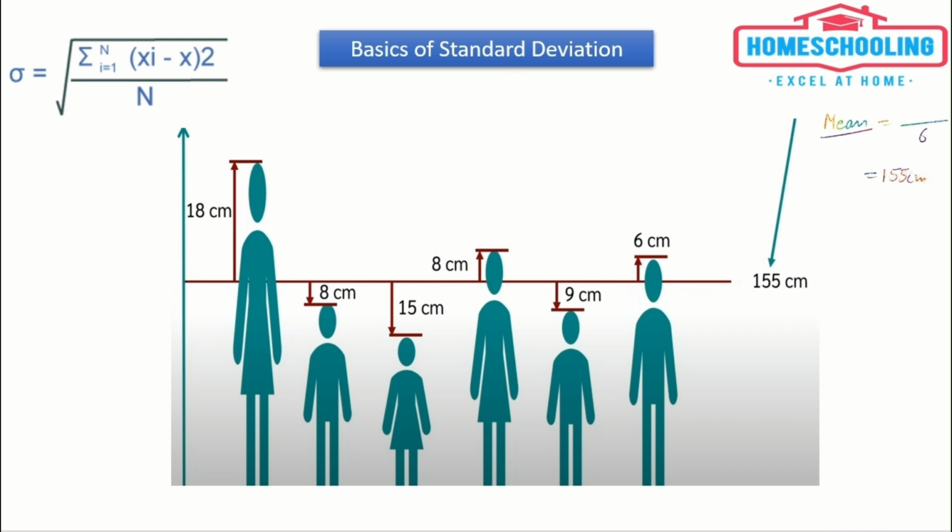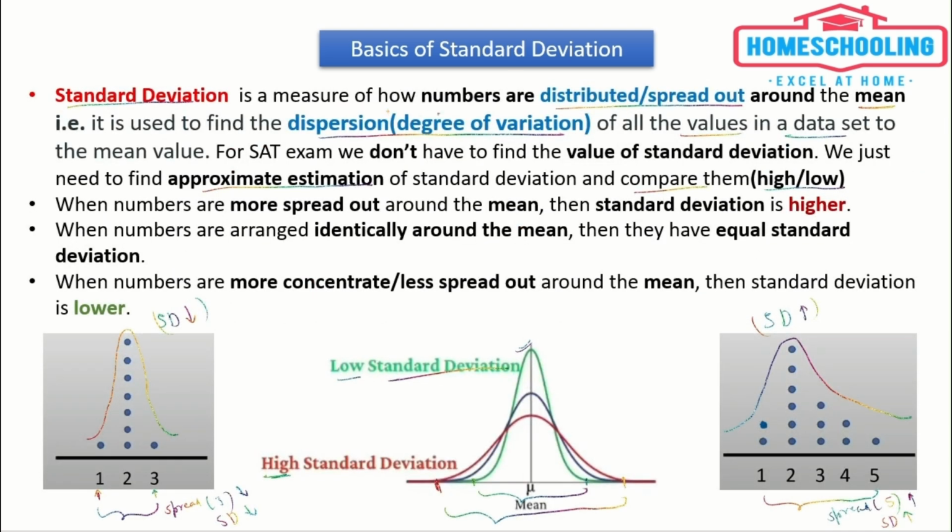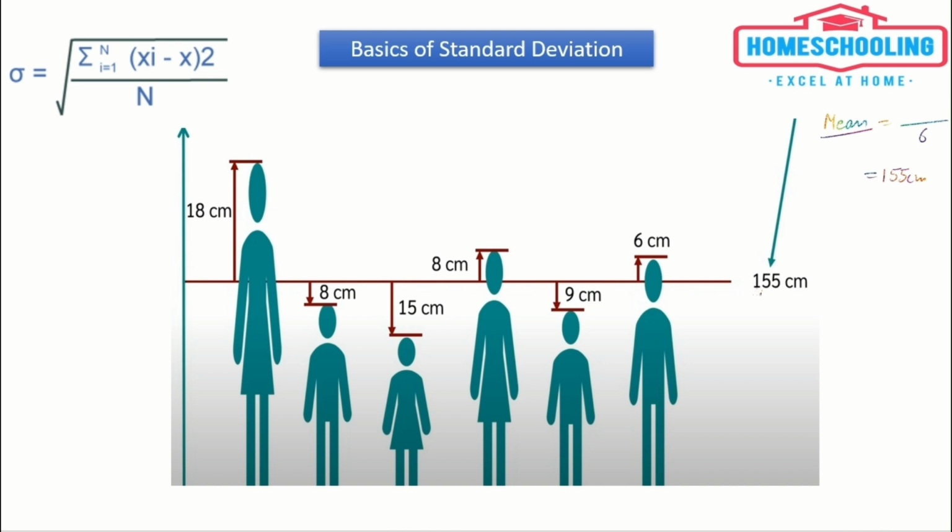So as the definition says, a measure of how numbers are distributed or spread around the mean. We have 155 centimeter as the mean or average. Mean and average is the same thing. And we have to see how the heights of the 6 people are distributed around this mean height, that is 155 centimeter. As we can see, this person is the tallest one, so his height is 18 centimeter more than the mean height. Then this one is 8 centimeter lower than mean height, then 15, 8, 9 centimeter lower, and this guy has 6 centimeter above the mean.